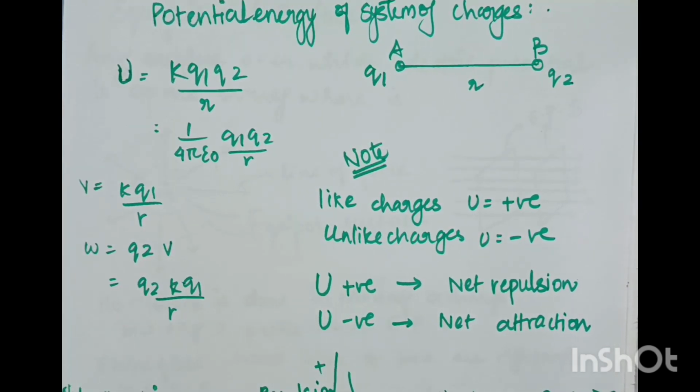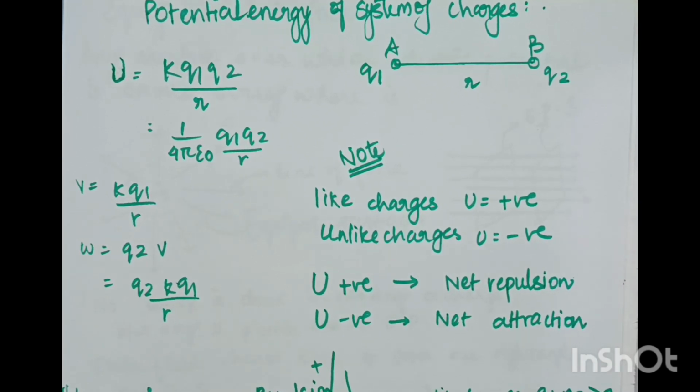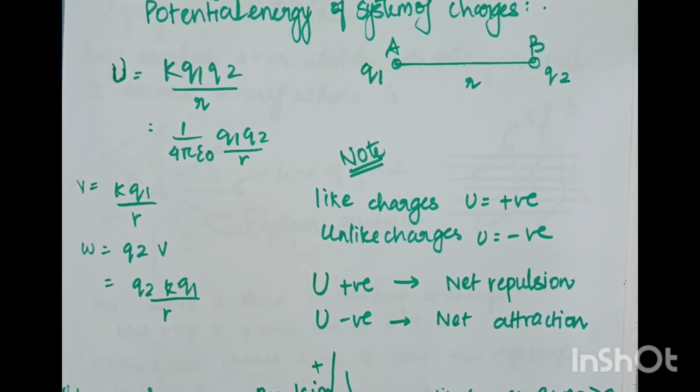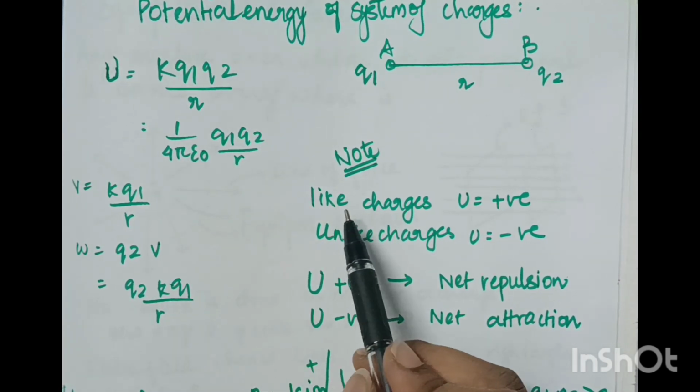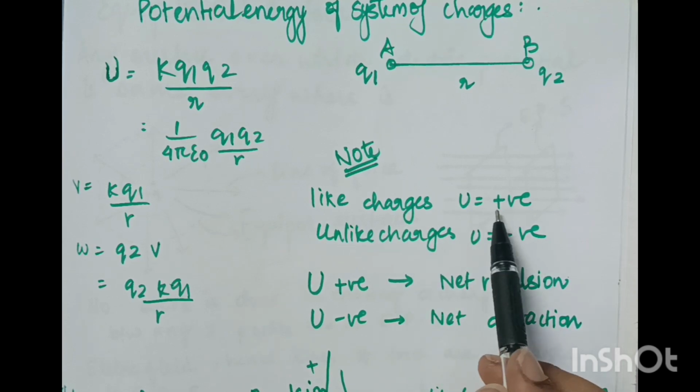Like charges in the sense both will be positively charged or both are negatively charged. Unlike charges means both are oppositely charged. So in case of like charges, we say potential energy of the system is positive.